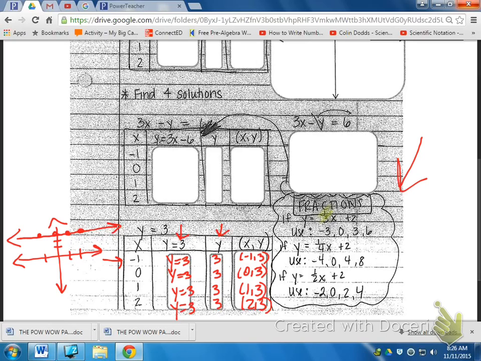Let me show you. If I had y equals 1/3 times 3, plus 2. Well, remember that's 3 over 1, right? And the 3's cancel. It would be y equals 1 plus 2. If it was 1/4 x, you should use negative 4, 0, 4, 8. If it was 1/2 x, negative 2, 0, 2, 4.